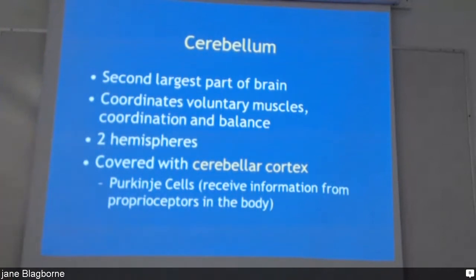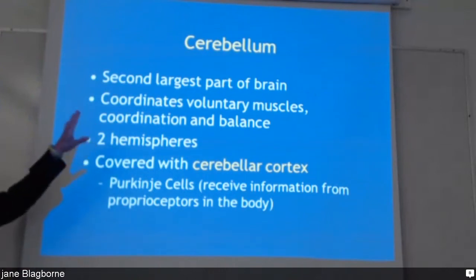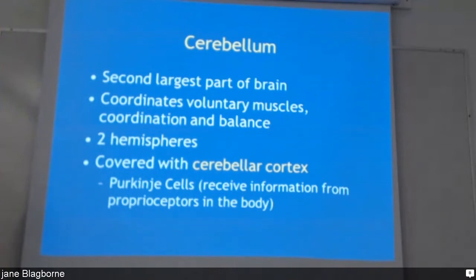So the second largest part, it coordinates the voluntary muscles, coordination, and balance. This is really important too, because any damage to the cerebellum is going to make it difficult for you to walk, and balance and coordination are going to be affected. We'll see this in people who've had damage to the cerebellum, and they may not be able to walk afterwards.